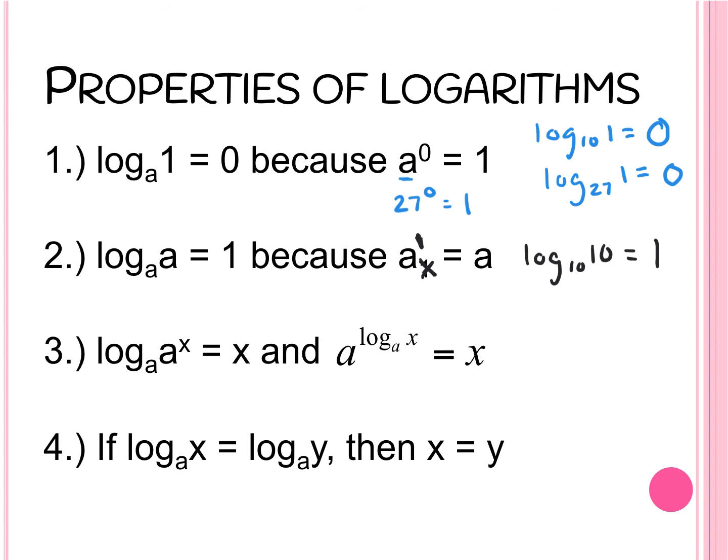Similarly, if you did log base a of a to the power of x, the log base a of a cancels out, and then you're just left with x. So if I had log base 2 of 2 to the power of 10, log base 2 of 2 cancels, so your answer would be 10.